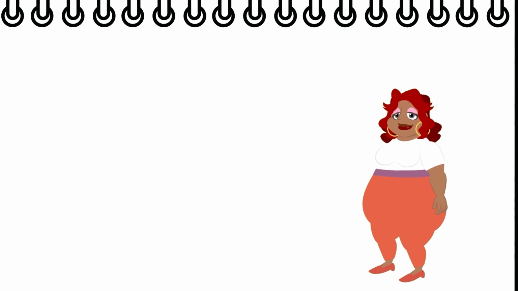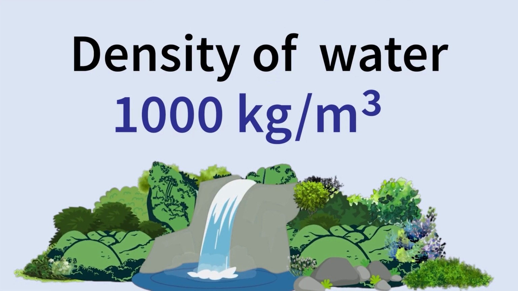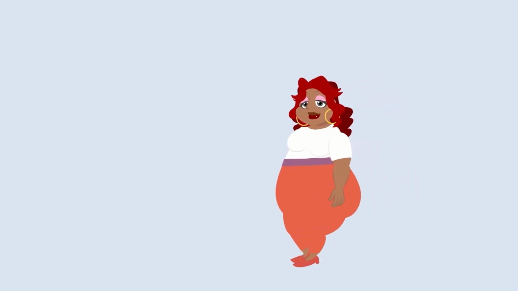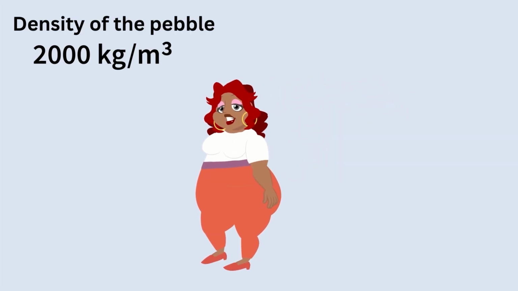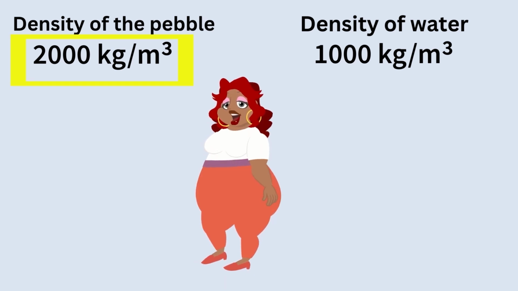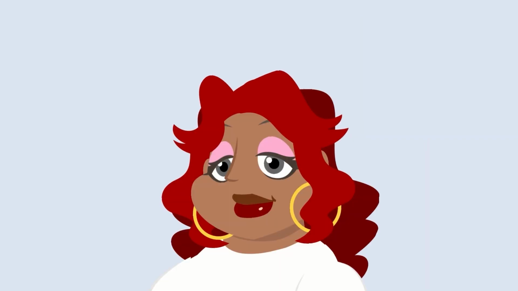Let's compare this value to the theoretical value of the density of water. Do you know what this value is? I'm not sure. Well, the density of water is 1,000 kilograms per meter cubed. Interesting. If we were to compare the density of the pebble and the density of water, we would see that the density of the pebble, 2,000 kilograms per meter cubed, is much greater than the density of water, 1,000 kilograms per meter cubed. That pebble would definitely sink in water since its density is greater than that of water.